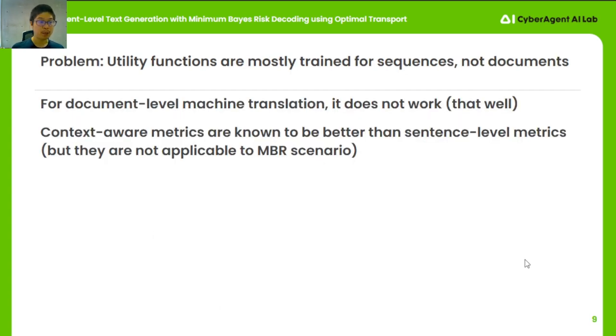However, the problem here is that most of the utility functions are trained to estimate the utility between sequences, not documents or paragraphs or longer text. So unfortunately, for document level machine translation, there is no suitable way to compute the utility. There are several works on doing that, but they're not applicable to MBR scenarios for various reasons.